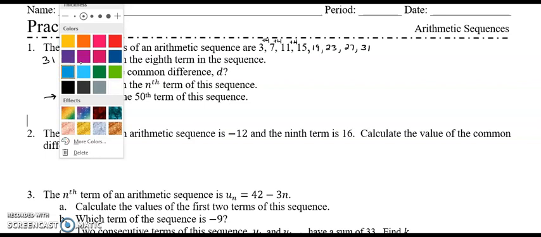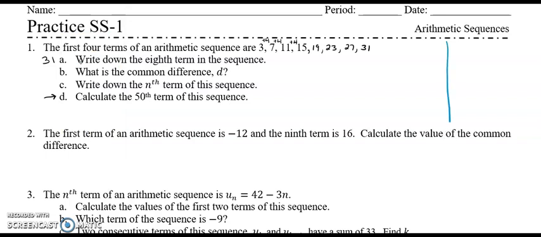I'm going to change this up just a little bit and create a little table. I think I just hit a button. Anyway, this is going to be the term number, and this is going to be the term. The first term was 3. The second term was 7. The third term was 11. The fourth term was 15. The fifth term was 19, the sixth term was 23, the seventh term was 27, and the 8th term was 31.